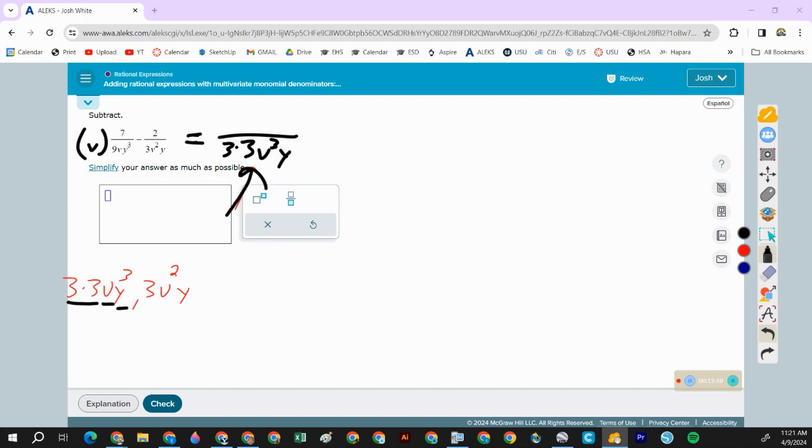But if I times the denominator by v, I change the value of the fraction. So I also put a v on the top, and that way I'm just multiplying by 1, and that doesn't change its value. Okay? All right?